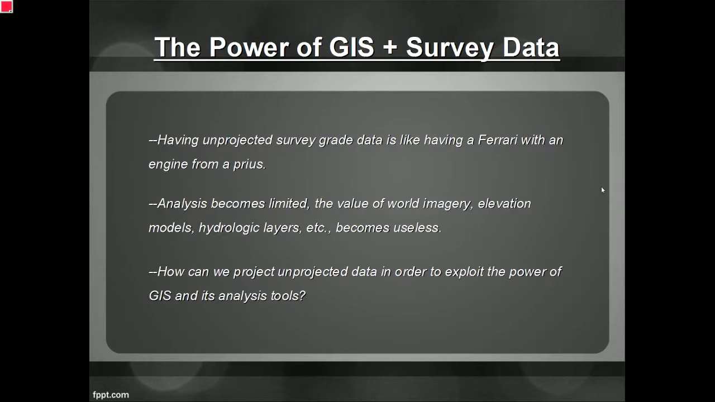Now that means that we're just limiting ourselves by having unprojected survey grade data. It's like having a Ferrari with an engine from a Prius. We need to find a way to merge the power of GIS and that survey data. Otherwise, our analysis becomes limited, and the value of those GIS data sets, like world imagery, elevation models, all those layers, they basically become useless. So how can we get that unprojected data into GIS so that we can exploit the power of those analytical tools?